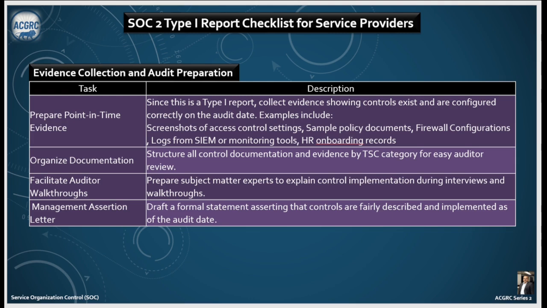So how would you like that to be? How would you like to have a situation wherein you have the right person, and the SME explains clearly the concept, the principles, the details to the auditor, and the auditor understands it and it gets reflected accordingly in the report? That's a good state to be in. Draft a formal statement asserting that controls are fairly described and implemented as of the audit date. You need a good report. So put your best foot forward, get your SMEs to do the job. They are SMEs. This is the time to prove they are.